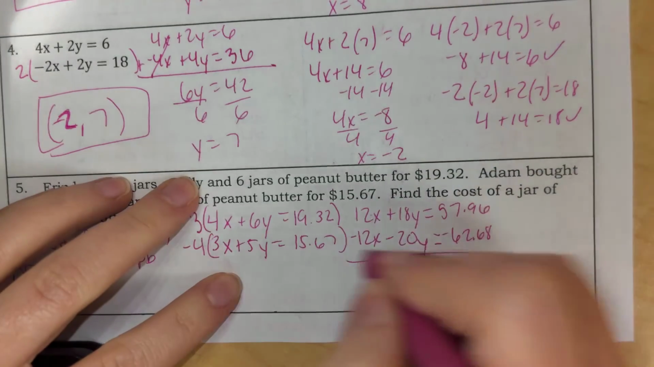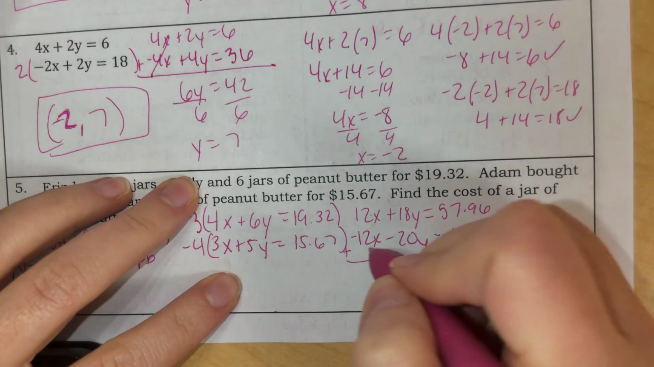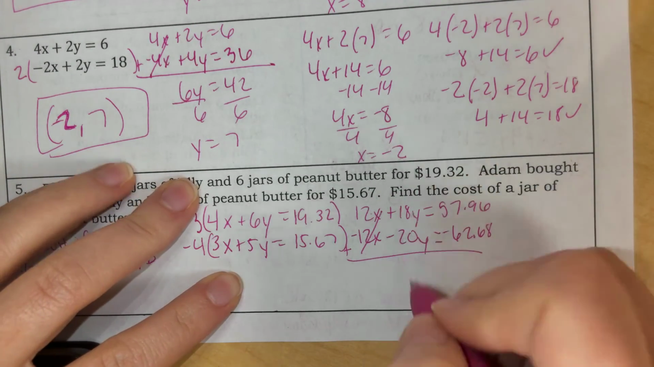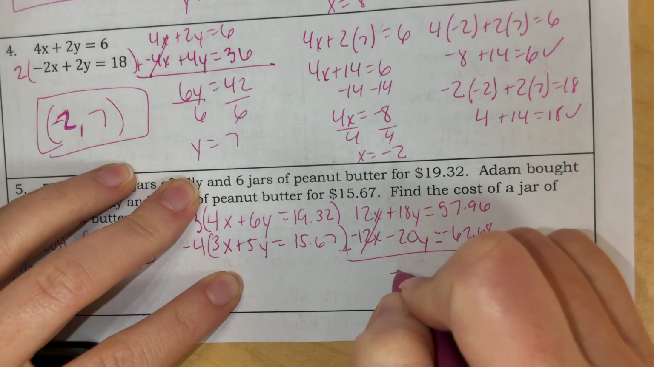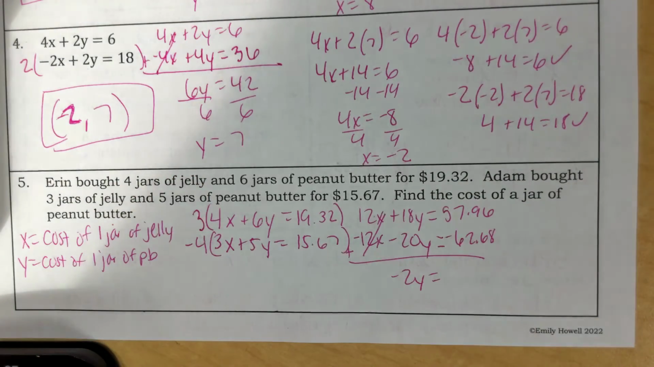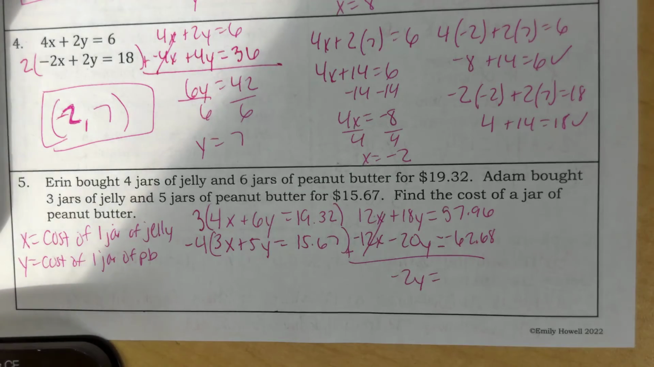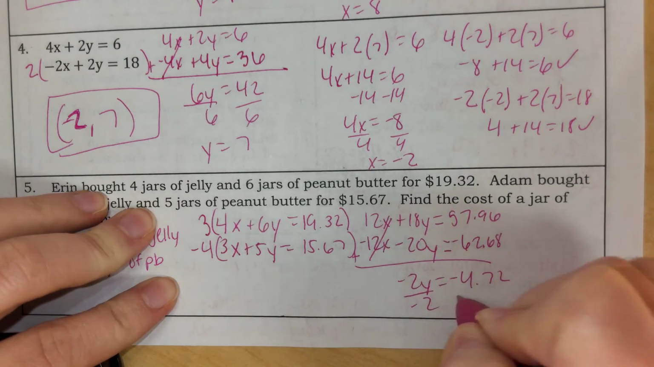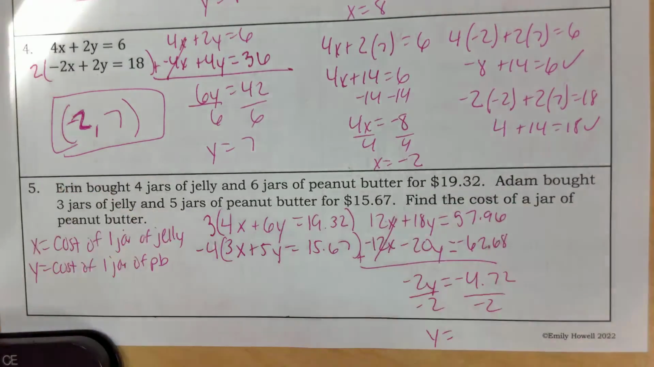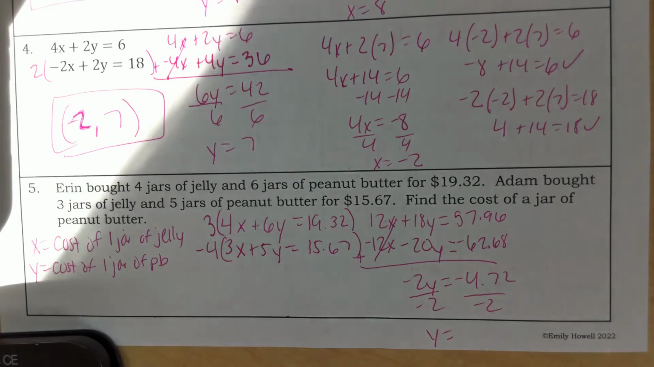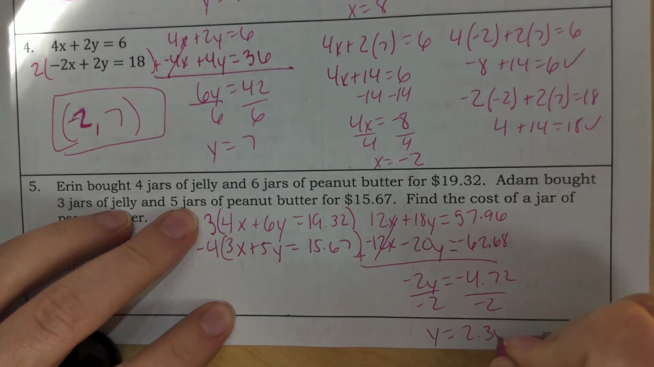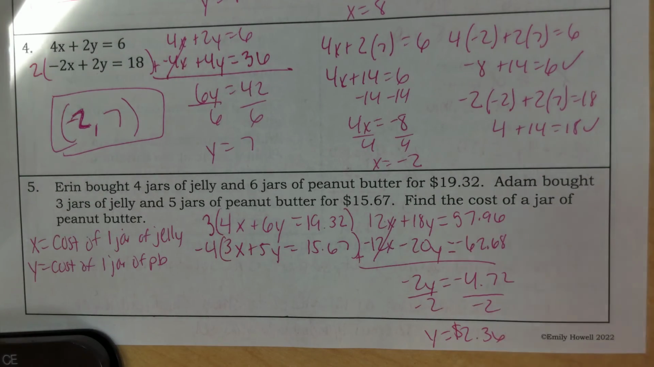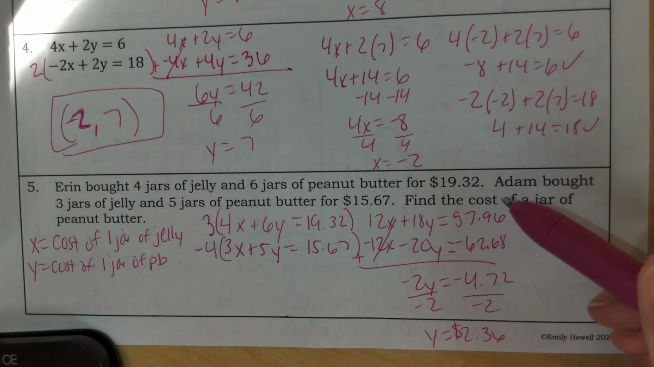And now I'm going to add these two equations together. So 12 and negative 12 becomes 0. 18 and negative 20y becomes negative 2y. And then the 57.96 minus 62.68 becomes a negative 4.72. I divide by the negative 2, and I get that y is equal to $2.36. Now, once I found that y value, I can plug it back in to find x.